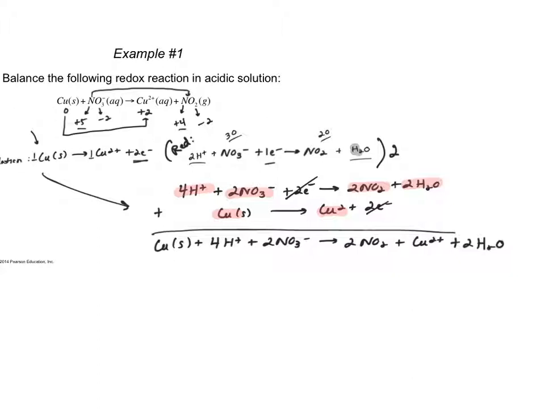So start with oxidation states. We split them up into their 2 half reactions. We balance with respect to mass first, then we balance with respect to charge. Okay, that's all I have.